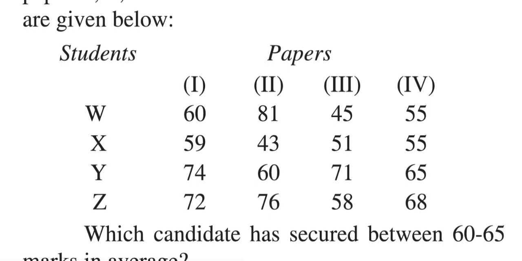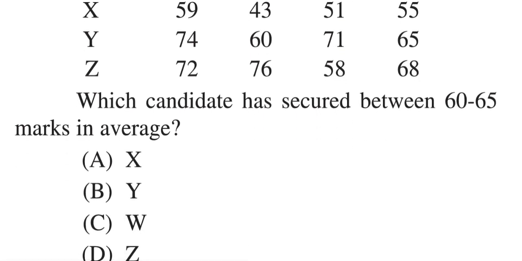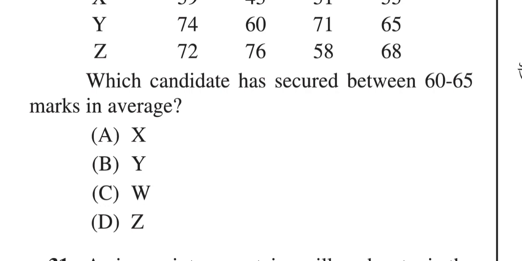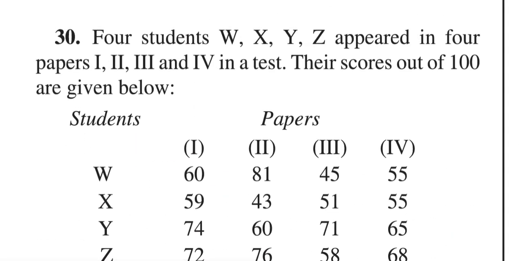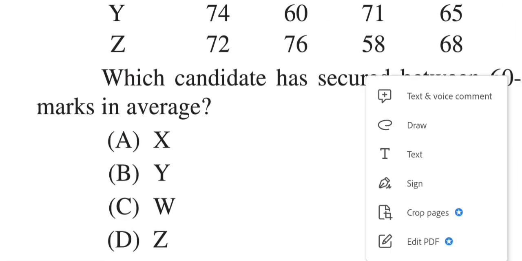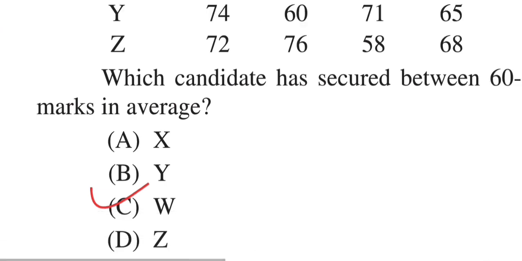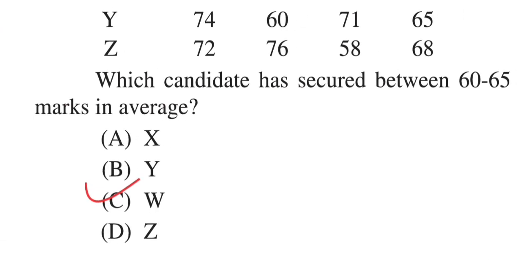Now we have to find out which candidate has secured between 60 to 65 marks in average: X, Y, W, Z. Correct answer of this question 30 will be C. That means W was the candidate who had secured between 60 to 65 marks in average.